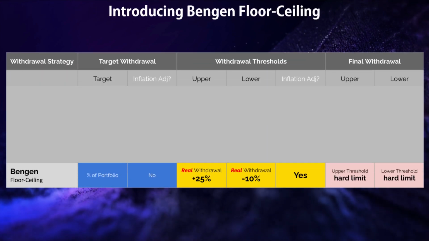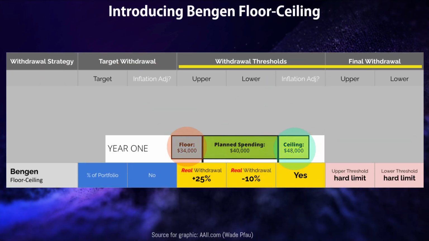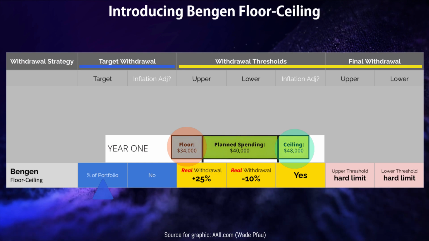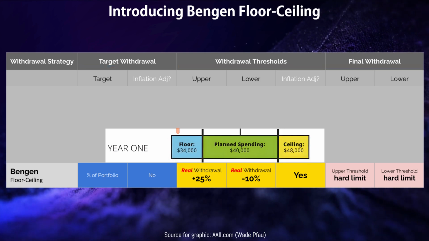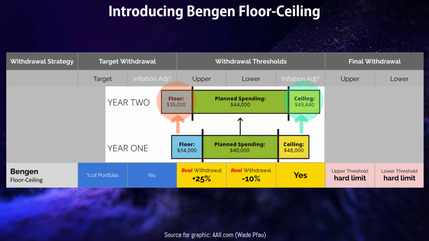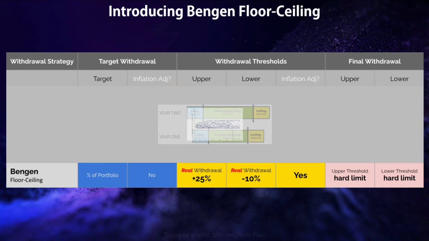So, how does it work? The Bengen Floor-Ceiling strategy sets hard dollar limits on withdrawals, with the initial amount calculated as a fixed percentage of the portfolio balance, typically higher than a constant inflation-adjusted strategy. Each year, the percentage is recalculated, but spending is adjusted to the ceiling or floor, limiting fluctuations.